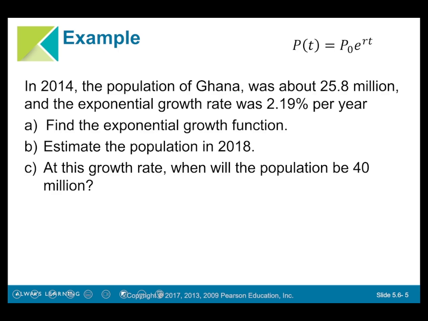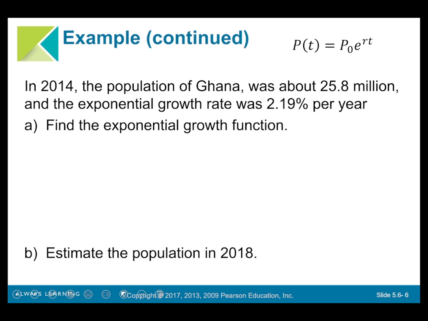Now let's see our first example. And we have our PERT equation up in the right-hand corner. And so we're going to apply that to this problem. The problem says in 2014, the population of Ghana was about 25.8 million. The exponential growth rate was about 2.19% per year. Find the exponential growth function, estimate the population in 2018, and then at this growth rate, when will the population be 40 million? And for part C this time, we're not going to be using our calculator. We're going to solve it by hand.